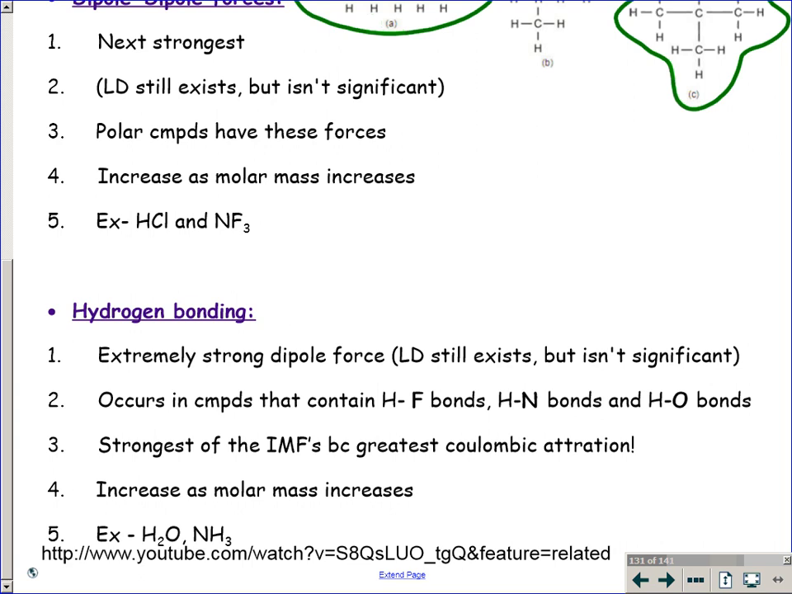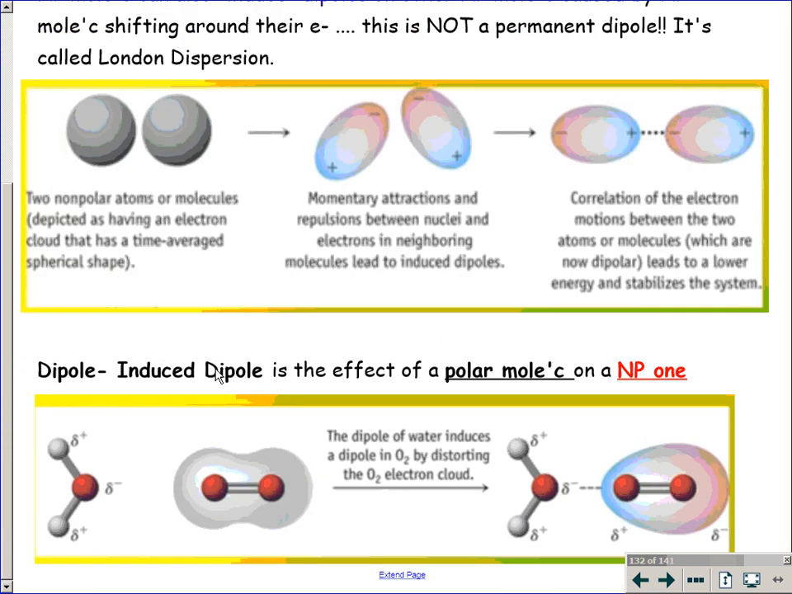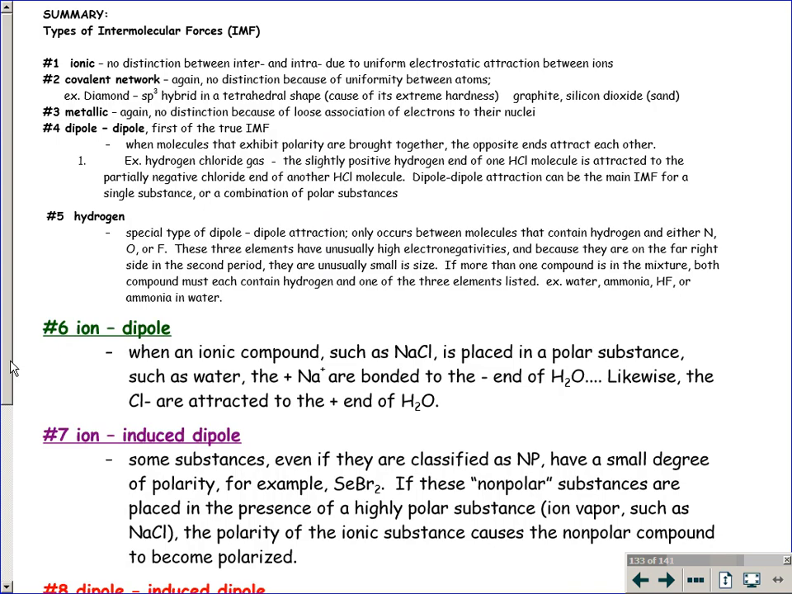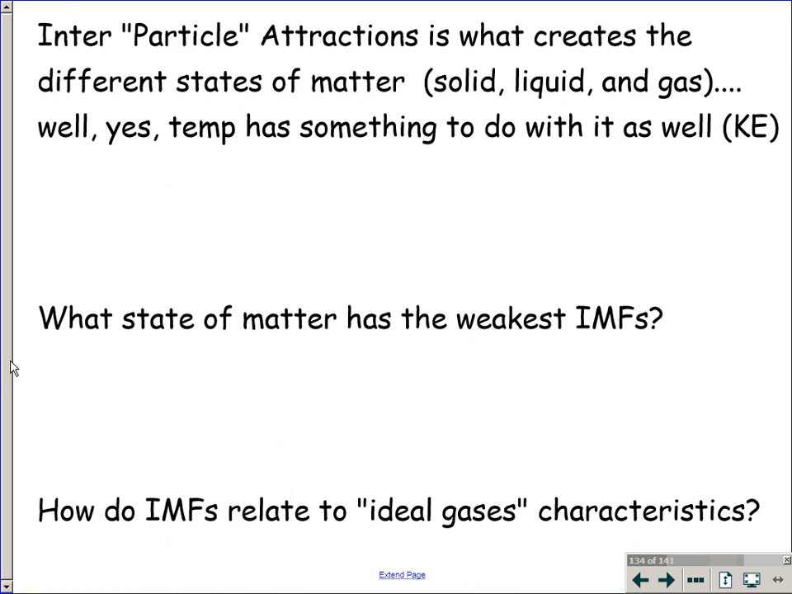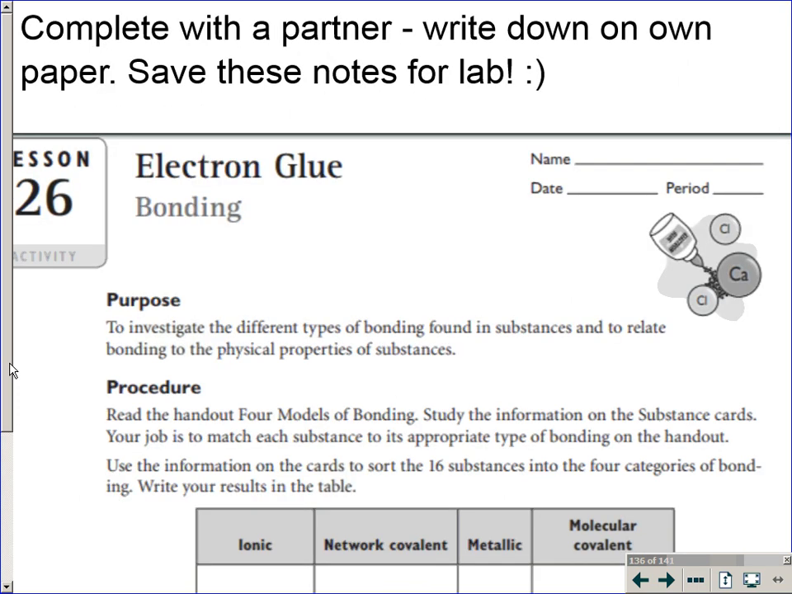We good? Okay, go to my website. I want to share one more thing with you, but it's nothing really big because you guys have already done all this. That's all we're going to do. I go to the classwork link. It's under homework for today. Just to keep it easy, you can find the same thing. It says electron glue.